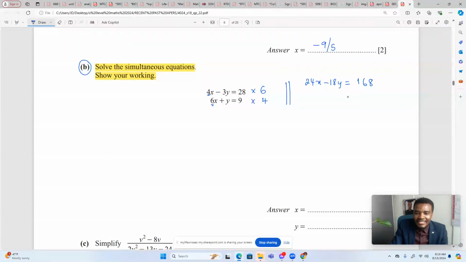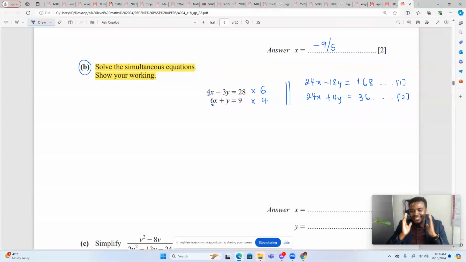What about 6x times 4? We're going to get 24x. And what about y times 4? We're going to get plus 4y. And this is equal to, if we say 9 times 4, 36. So this is our new equation 1, and this is our new equation 2.